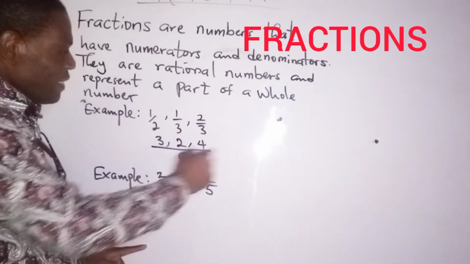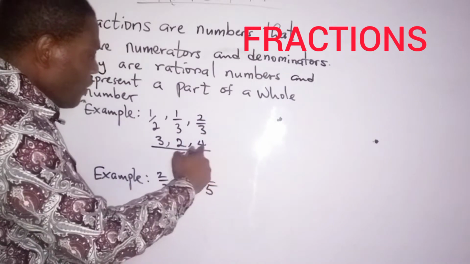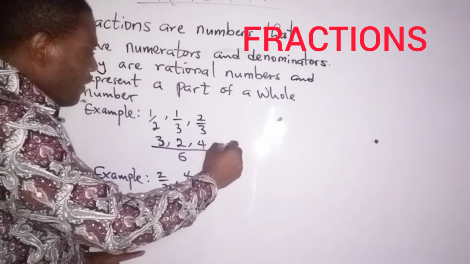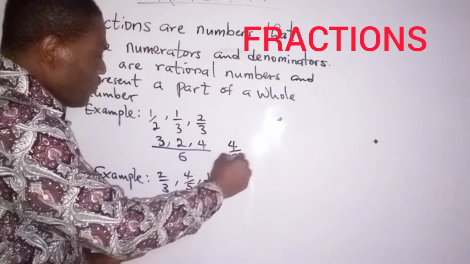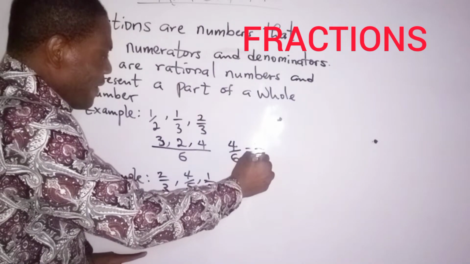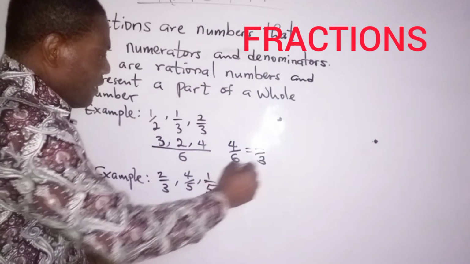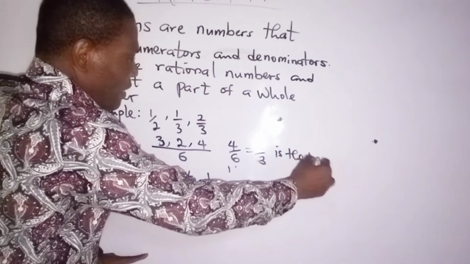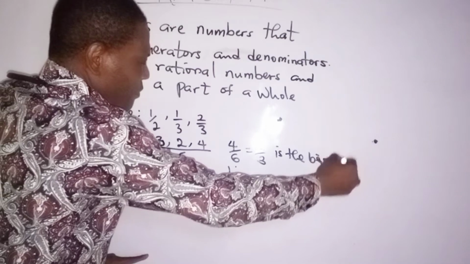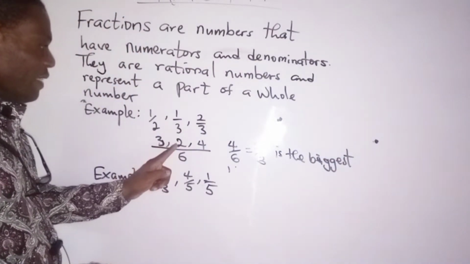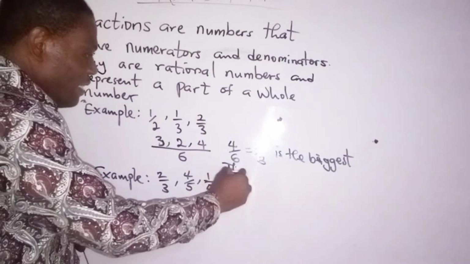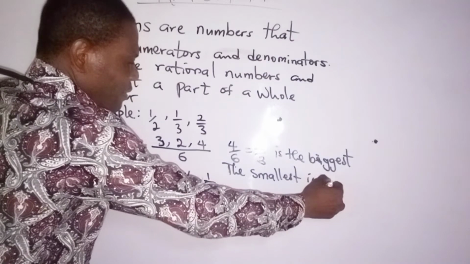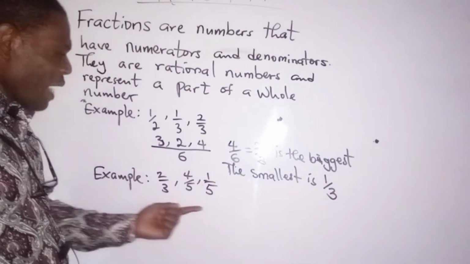6 divided by 3 gives us 2, times 2, 4. So 4/6 is the biggest. So among these three, 4 is the biggest. So it's going to be 4 divided by 6, which is 2 divided by 3, is the biggest. So the smallest is 1/3. Now let's look at this too.